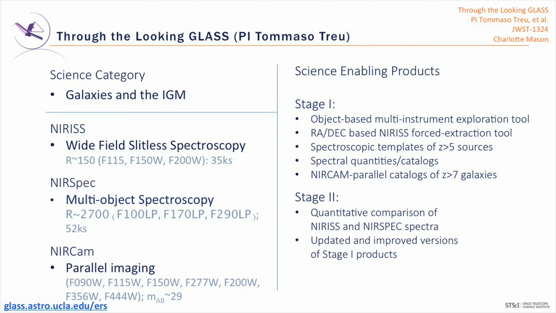We don't know what their spectra look like in the rest-frame optical. Hopefully after this program, we'll be able to provide you with templates for these galaxies to inform your Cycle 2 proposals. And later on, we'll be able to provide a much more quantitative comparison of the NIRISS and NIRSpec spectra, which should help you inform Cycle 3 proposals, and you'll be able to use that to interpret the Cycle 2 and Cycle 1 data as well.